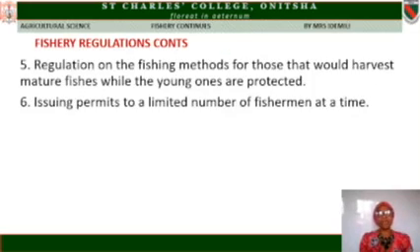So another one is regulation on the fishing method for those that will harvest matured fishes while the young ones are protected. The fishing method that is the best one is the one that will bring out only the matured fishes while the young ones are allowed to continue growing in order to fill the water up again. Then the last is issuing permits to a limited number of fishermen at the same time. Not all fishermen will be allowed to go into the open water to fish in order to make sure that all the fishes there are not removed at the same time.